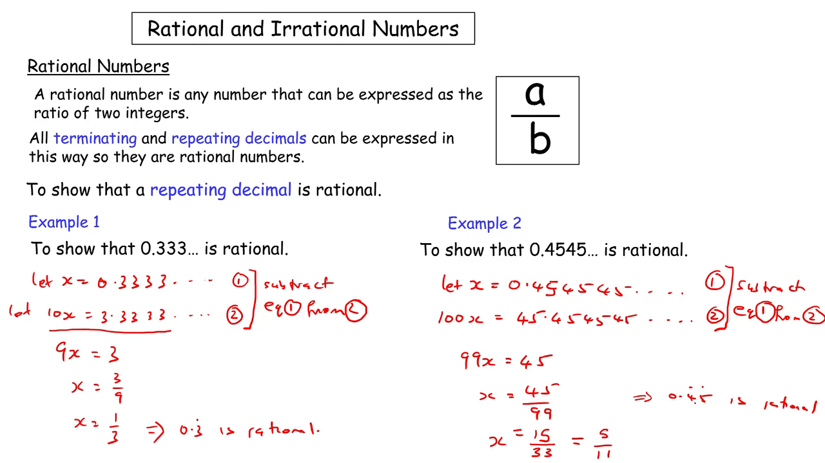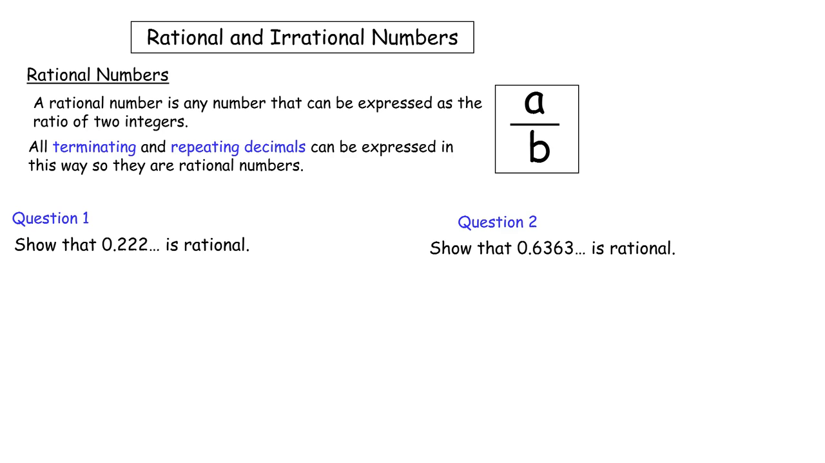So 2 examples, write them down. Hit pause, write them down. When you're ready, I want you to attempt 2 questions for me. Hit play again. Right, so 2 examples. I want you to have a go exactly the same way as before. Hit pause. When you're ready to go through the solutions, hit play again.